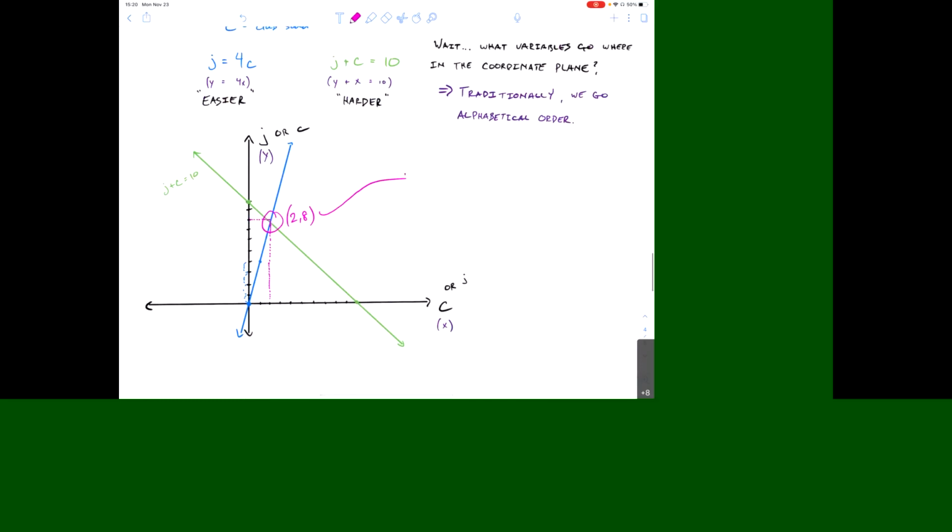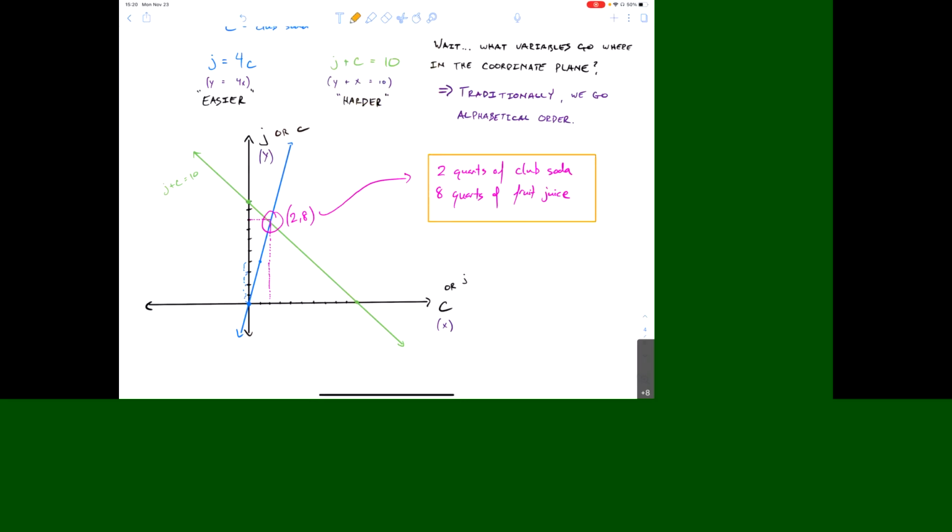So this translates to saying that you need 2 quarts of club soda, 8 quarts of fruit juice. And that's it. Where they share that intersection is the answer, and you're done.